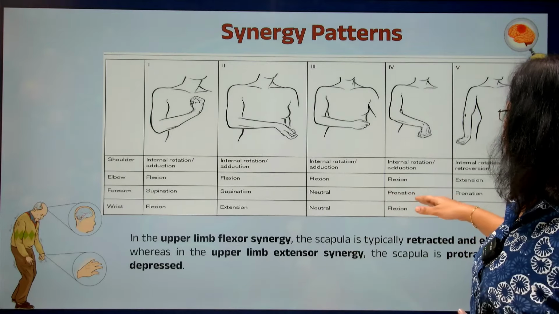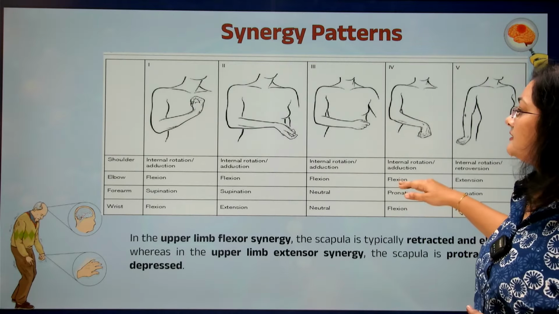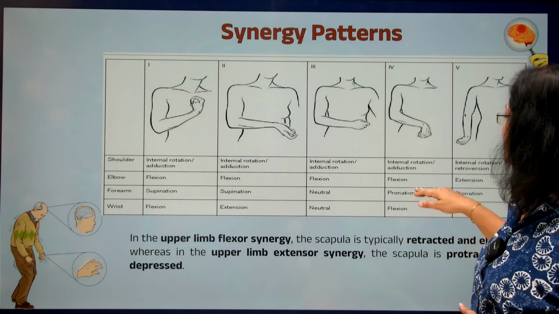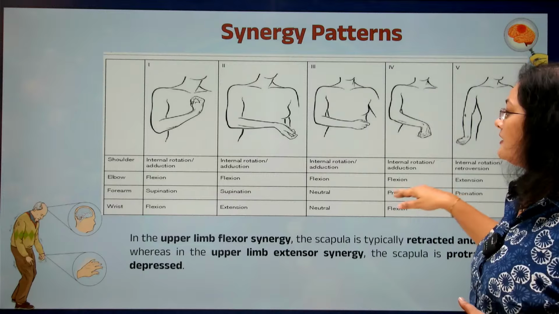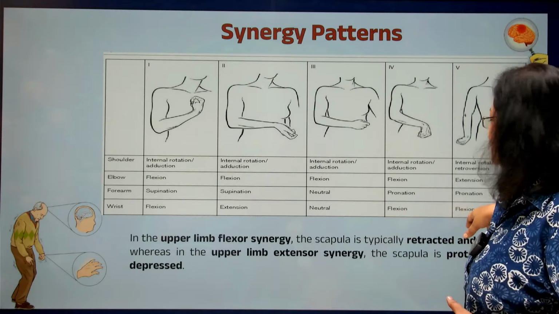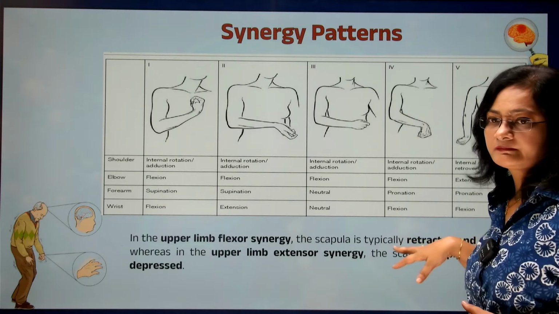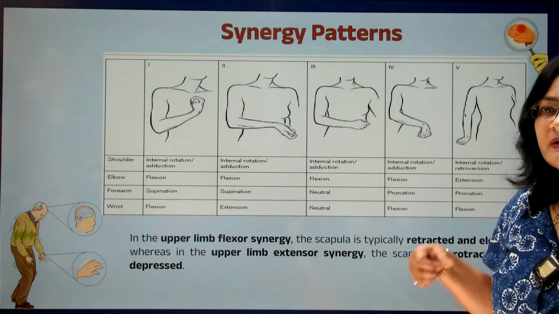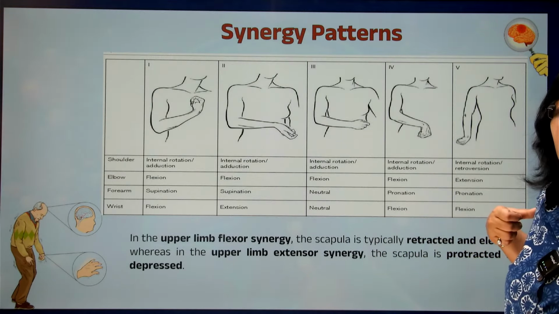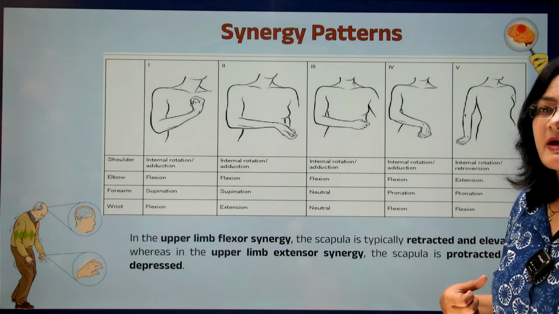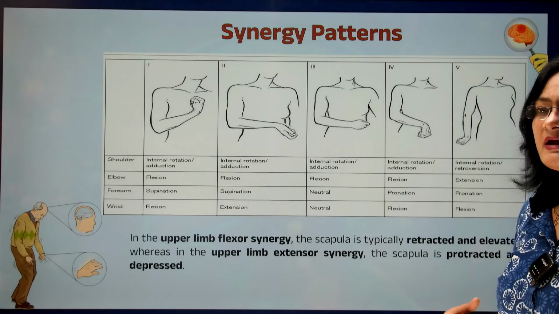And for extensor synergy, if you consider, the shoulder will be in internal rotation and adduction, elbow will be in extension, forearm will be in pronation, and wrist and fingers, they will be in flexion. Scapular component, so for flexor synergy, scapula will be retracted and elevated, whereas in the upper limb extensor synergy, the scapula will be protracted and depressed.